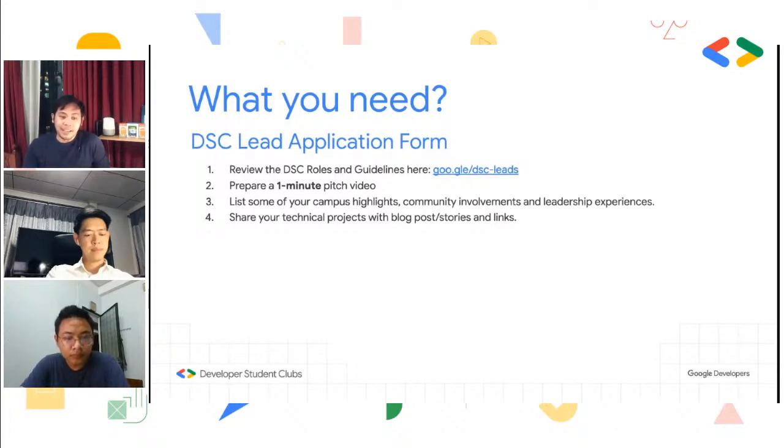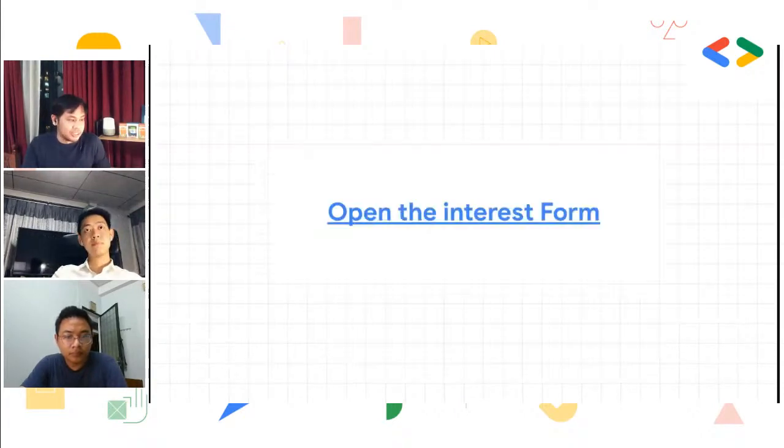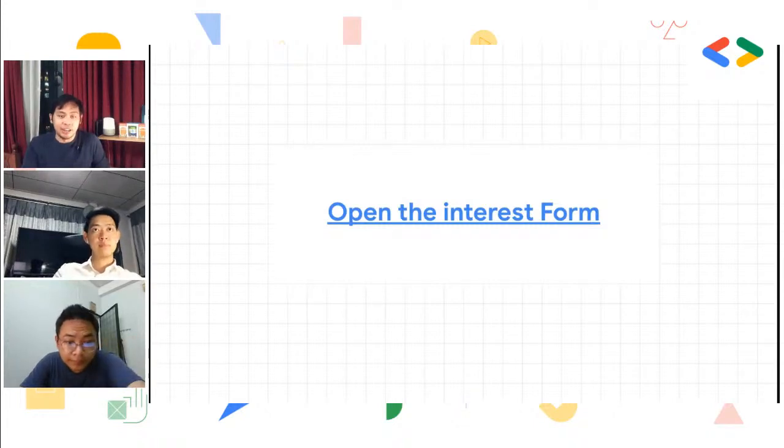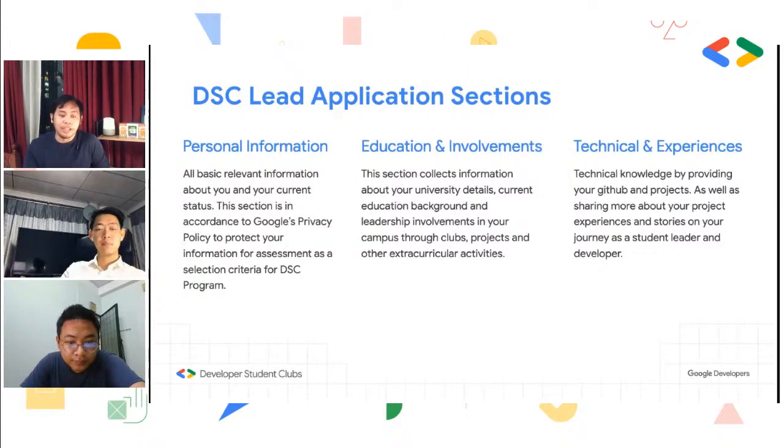And of course, technical projects might be anything that you've done in campus, in your classes, in your degree. That would really help a lot in understanding more and getting to know you better in the application process. So first, of course, you have to visit the link in the interest form. And in the form, there are different sections that you'll be able to find.